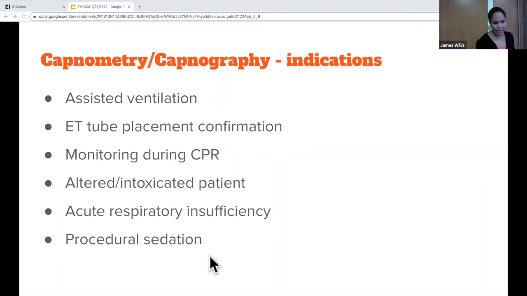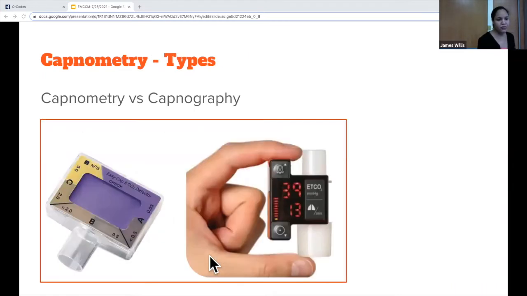Finally, we use it in patients who are altered or intoxicated sometimes to just assess their ventilatory status. It can be really good to see in maybe an acute intox. We just want to make sure that they continue breathing, and end-tidal CO2 is a good way to keep an eye on that. Use it in acute respiratory insufficiency of whatever form. And then again, in procedural sedation.